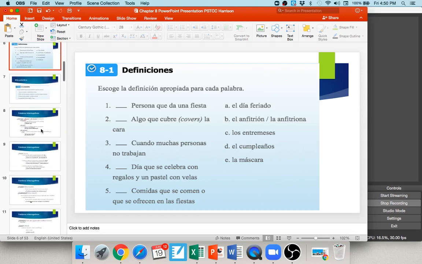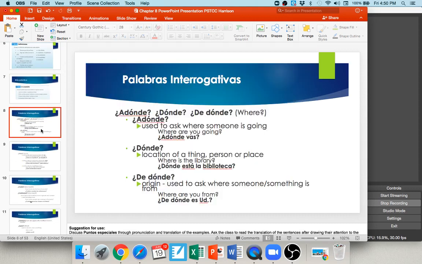One of the first grammatical things that we discuss in this chapter are palabras interrogativas. So these are your interrogative words in Spanish, or so question words, basically. Where, how, when, how many, how much, those kind of words. So we're going to go through these, and then I have a little tool to help you remember them.